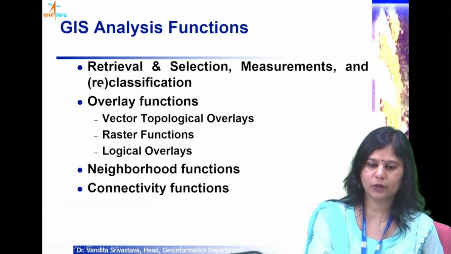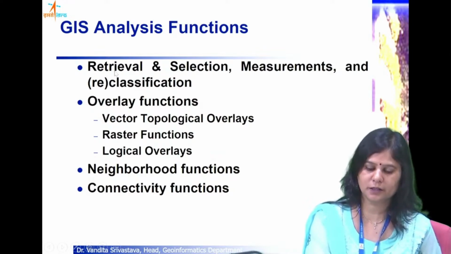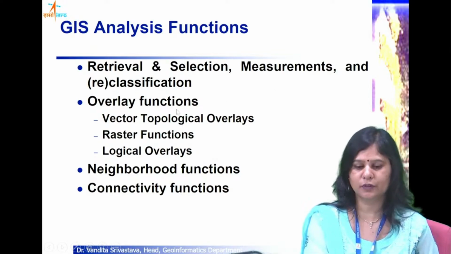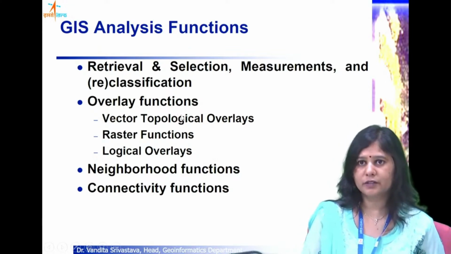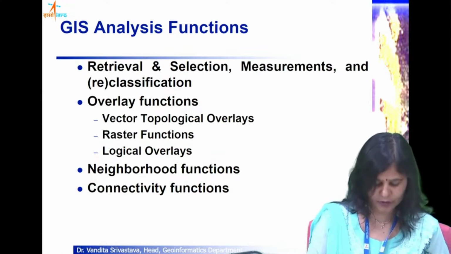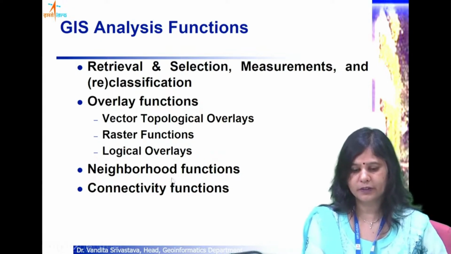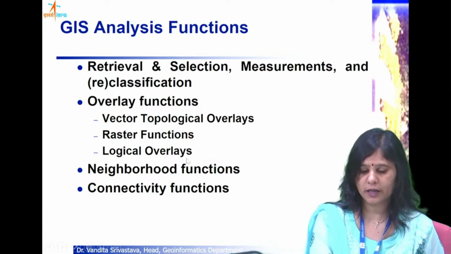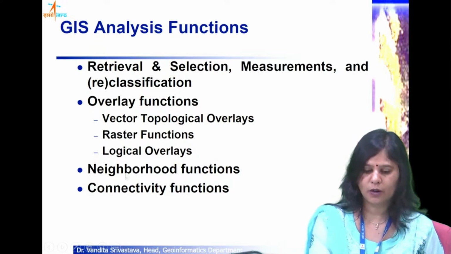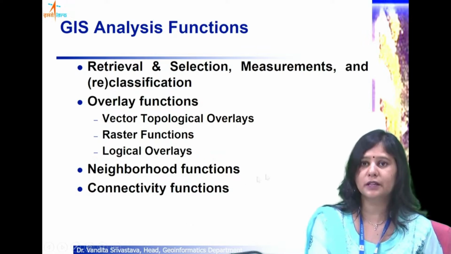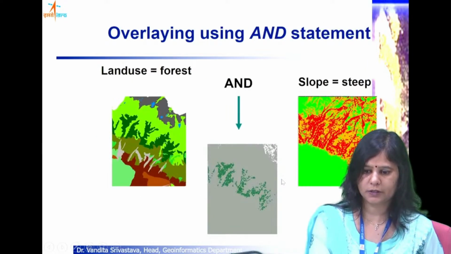Now to do this we require various functionalities that I will discuss in my spatial analysis lectures. I will be talking about various types of functions which are a little simpler in nature, like retrieval, selection, measurement and classification operations. Then overlay operations like vector and raster operations. When we talk about vector operations we talk about the vector topological overlays, then raster functions, logical overlays, relational and arithmetic operators. Then neighborhood functions and connectivity functions are also there to study what is associated with a particular location in its neighborhood, and how the features are connected. For that we require connectivity operations.